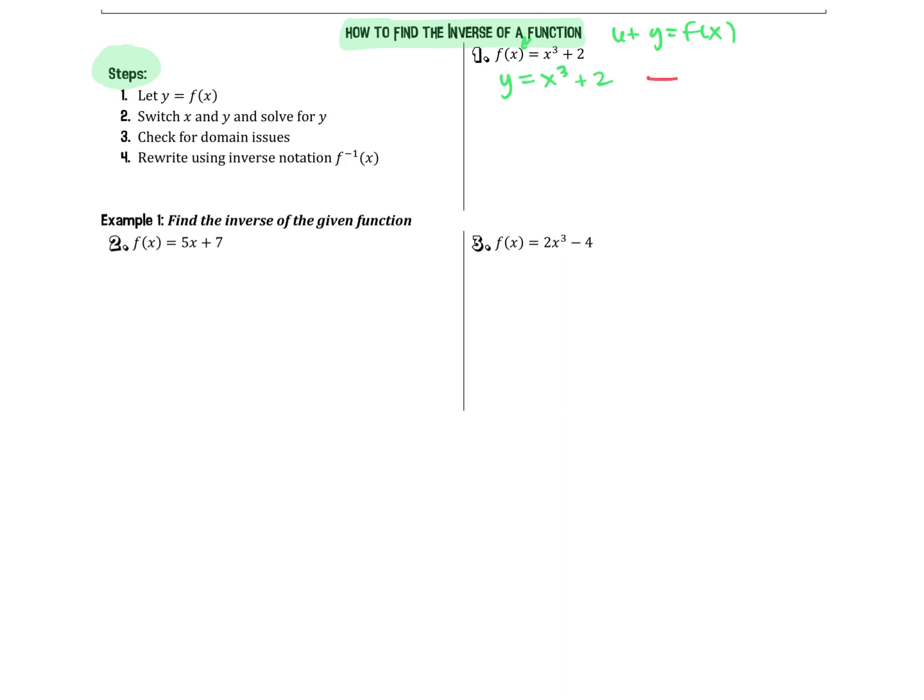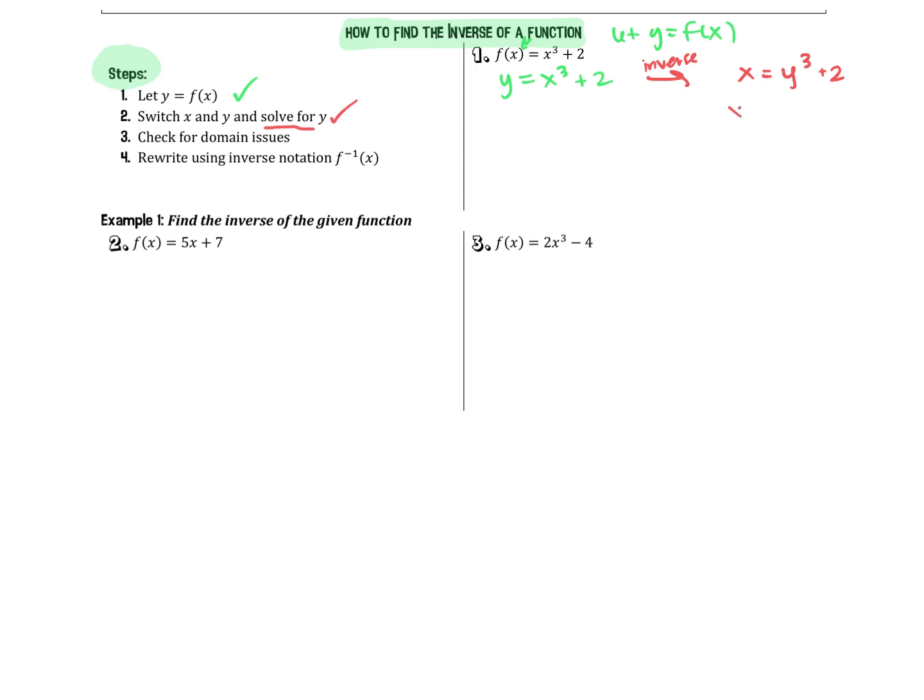What this means is the inverse is going to come from what happens if I flip my x and my y. So I'm just going to rewrite this by flipping my x and my y. So I have x equals y cubed plus 2. The very first thing we're going to do is define y to be f of x. Then we're going to switch our x and y, and now we're going to solve for y.